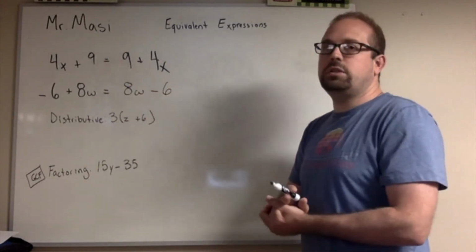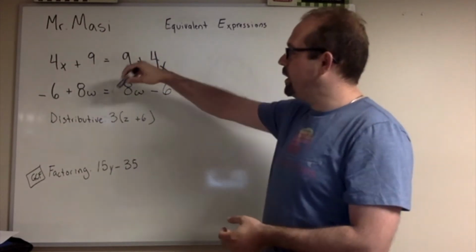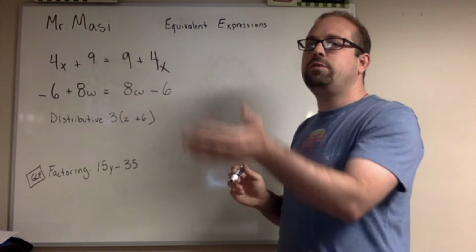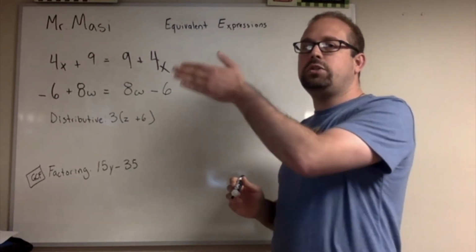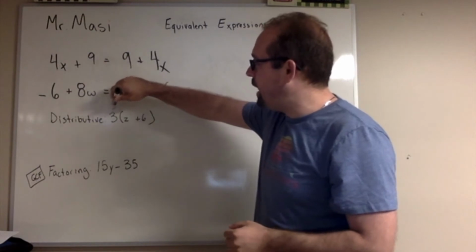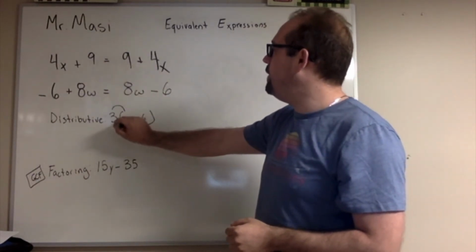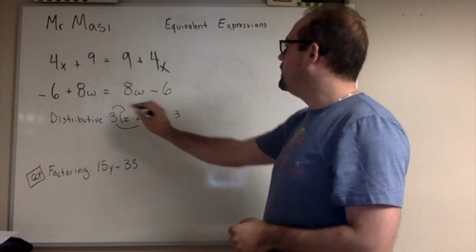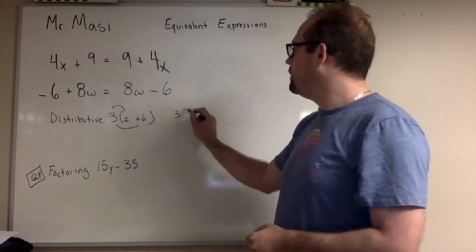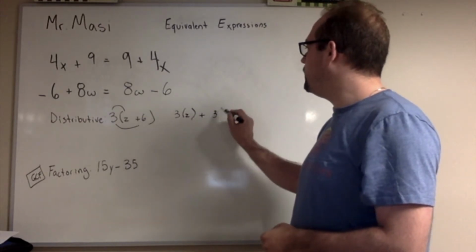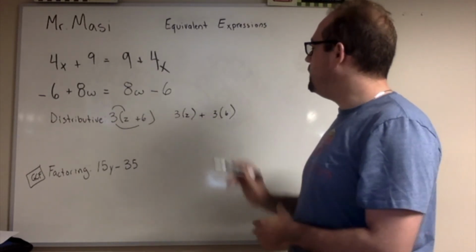Now, if I want to use the distributive property, anything on the outside of the parentheses, I have to multiply each term that is on the inside of the parentheses. So I'm multiplying that 3 times z and the 3 times 6. So I would do my 3 times z plus my 3 times 6.